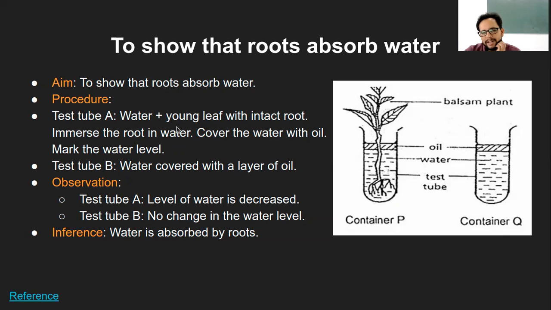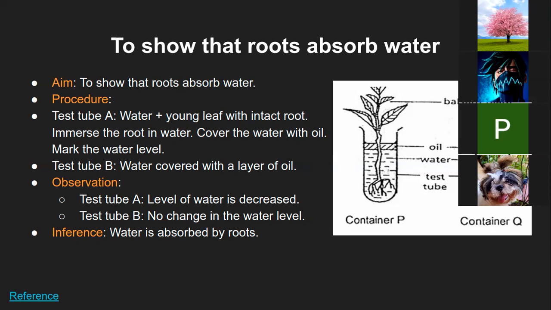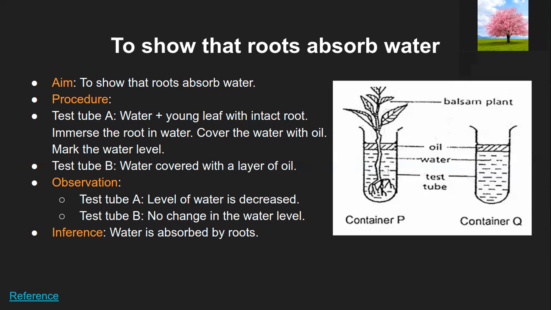And in test tube A, what you have is a young leaf with intact root. So that is a young sapling, you can say, or a young plant that can be fitted inside the test tube, which is filled with water. And both of these surfaces are covered with oil. Now, can someone tell me why? What will be the purpose of the oil being there? Anyone? So that if the water is absorbed by the roots, we'll know that the level of oil decreases.